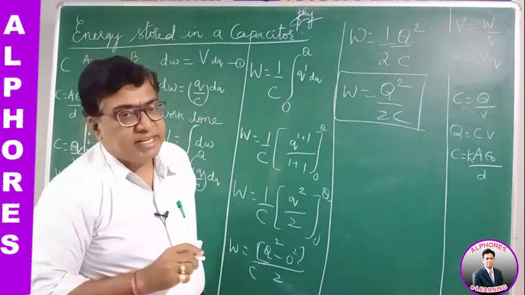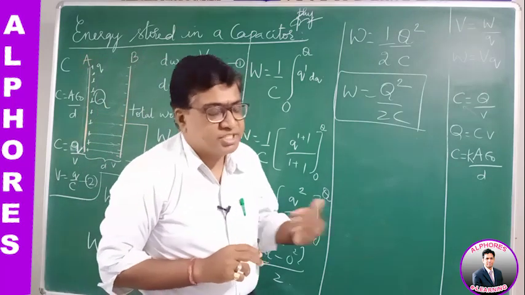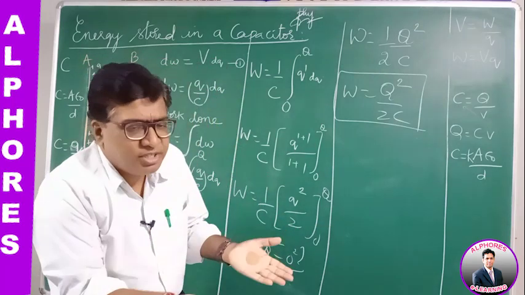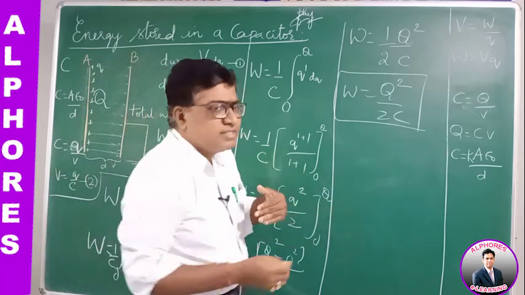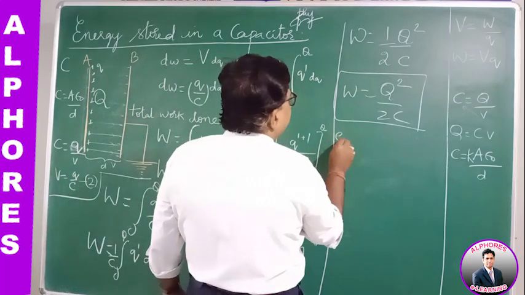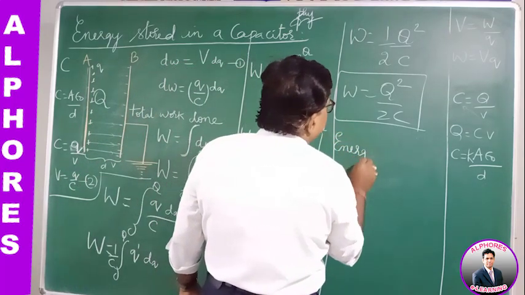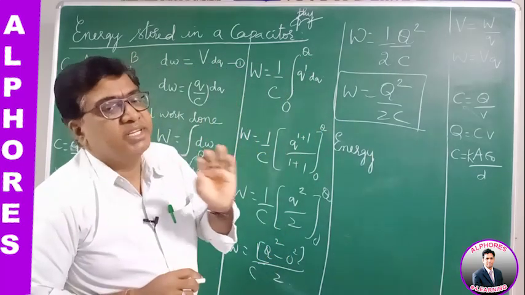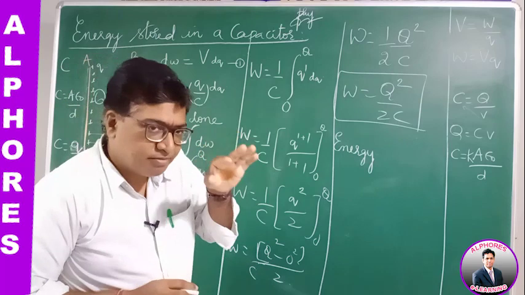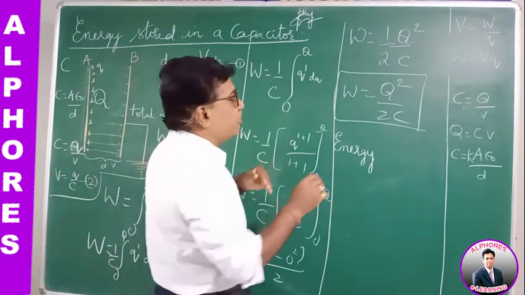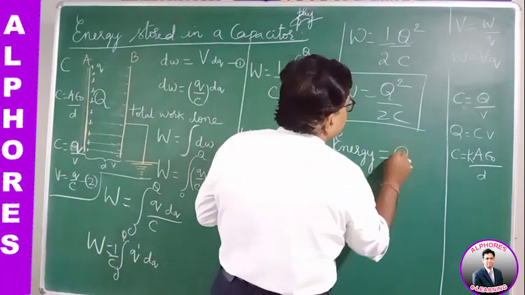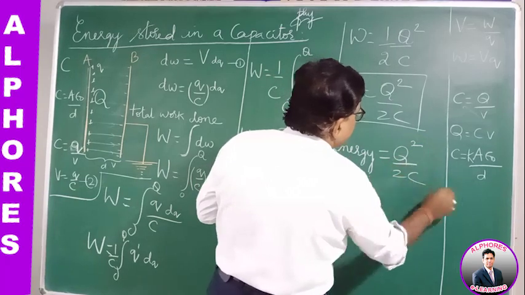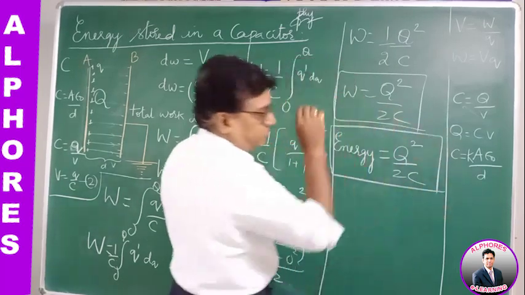This is the total work done in storing the charge capital Q. All the work done in doing so is stored in the capacitor as energy. The energy stored in the capacitor is in the form of electrical potential energy. So the electrical potential energy stored is Q squared by 2C. This is the energy stored.